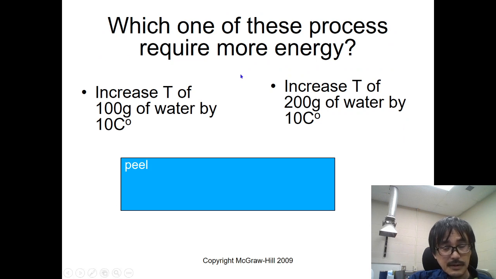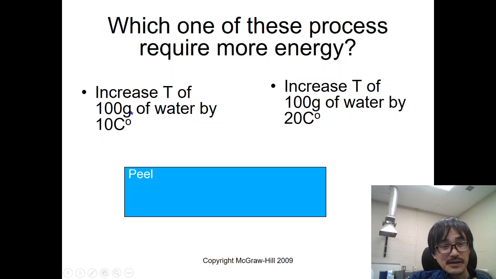Okay, so just by using your common sense, which one of these processes requires more energy? Increase the temperature of 100 gram of water by 10 degrees Celsius, or increase the temperature of 200 gram of water by 10 degrees Celsius. More mass is going to require more energy, right? So yeah, this one requires more energy. What about this one? Same mass but different temperatures. Which one requires more energy?